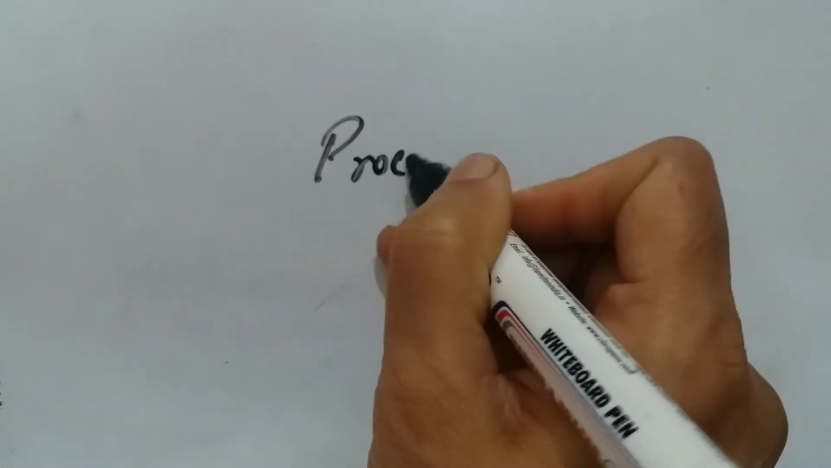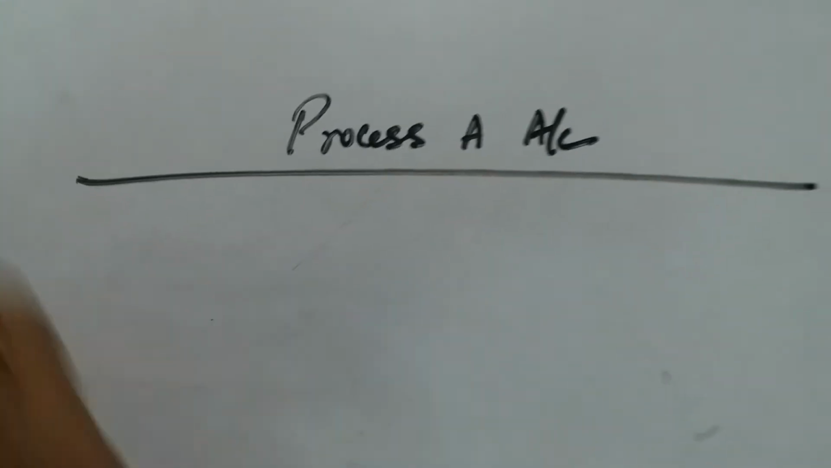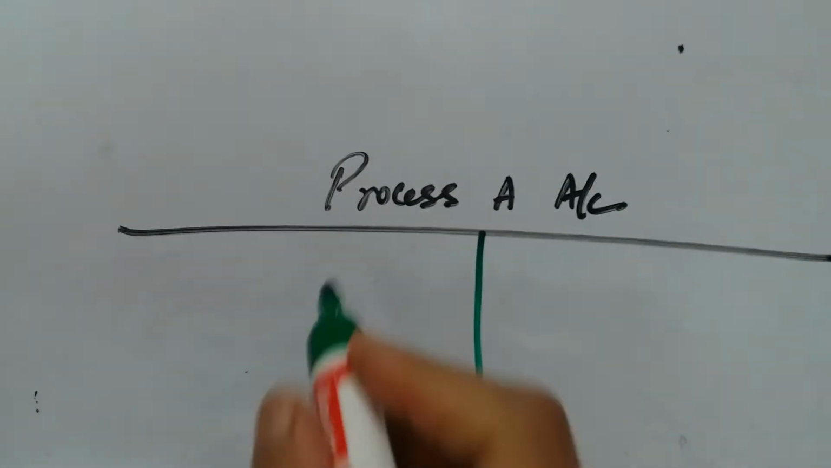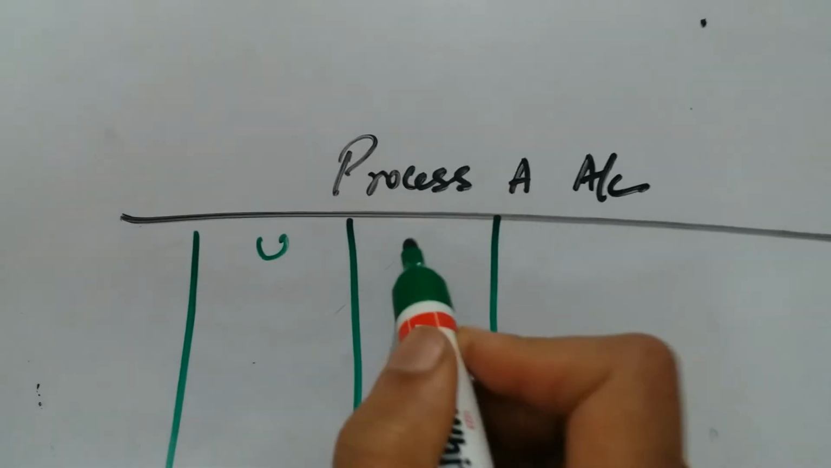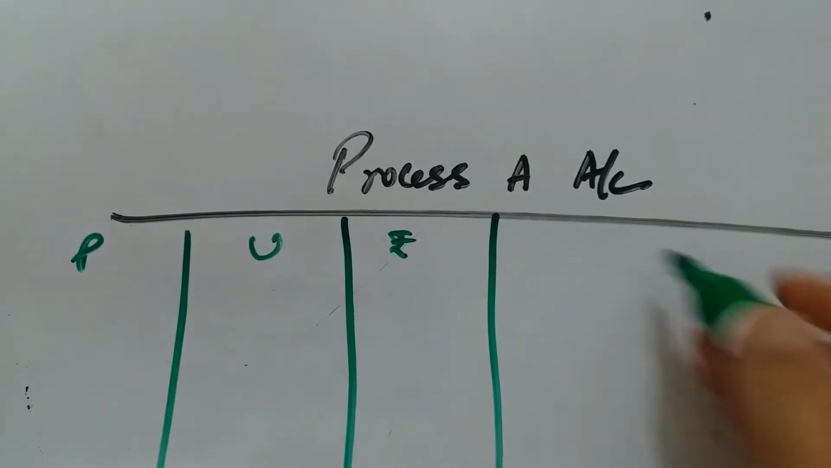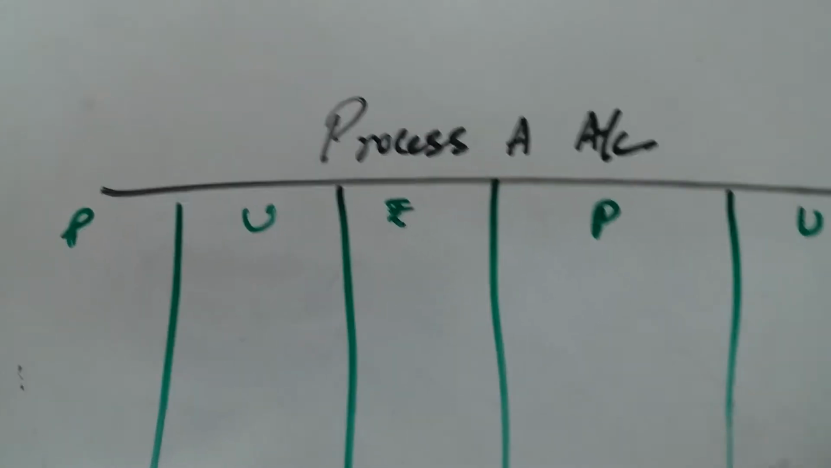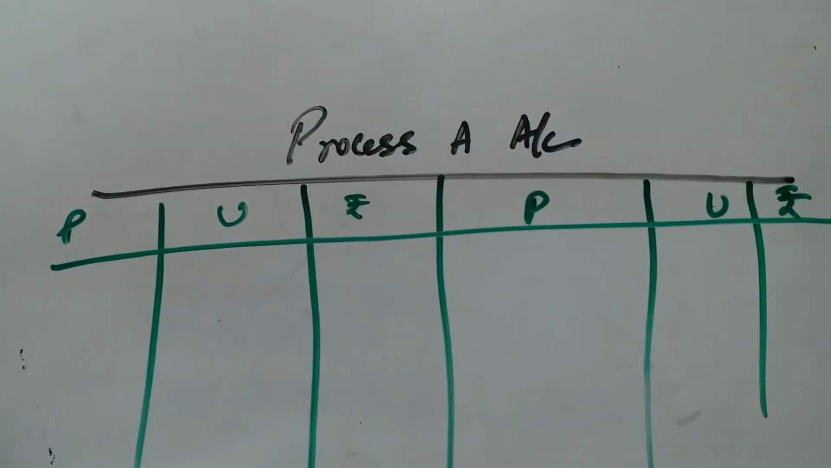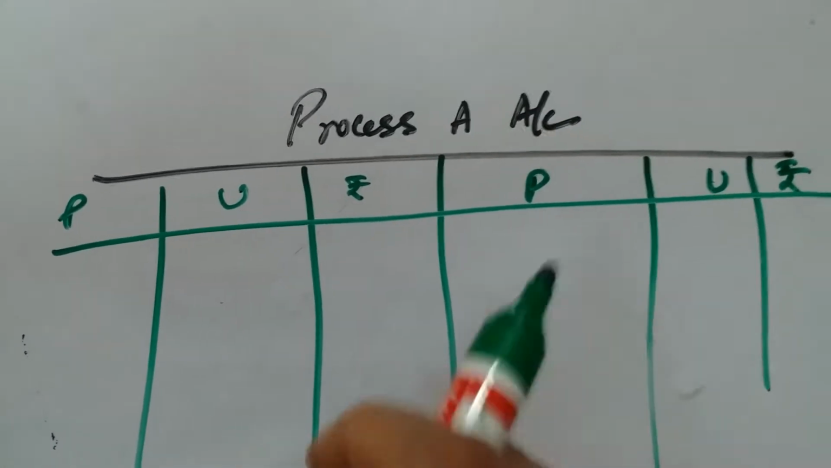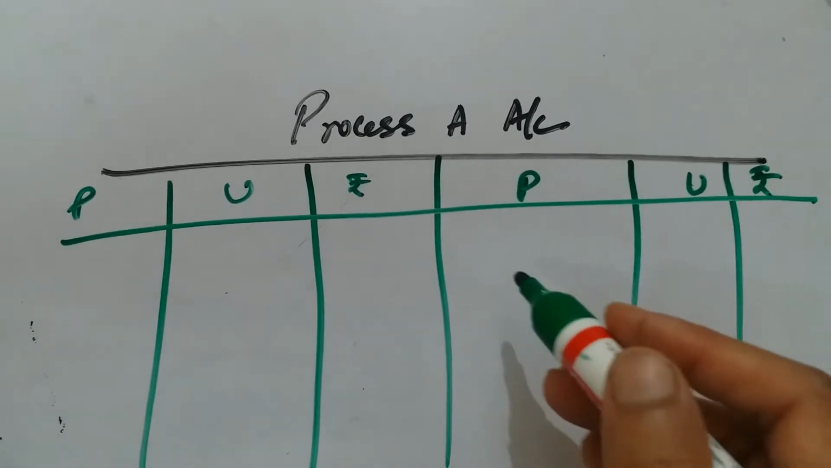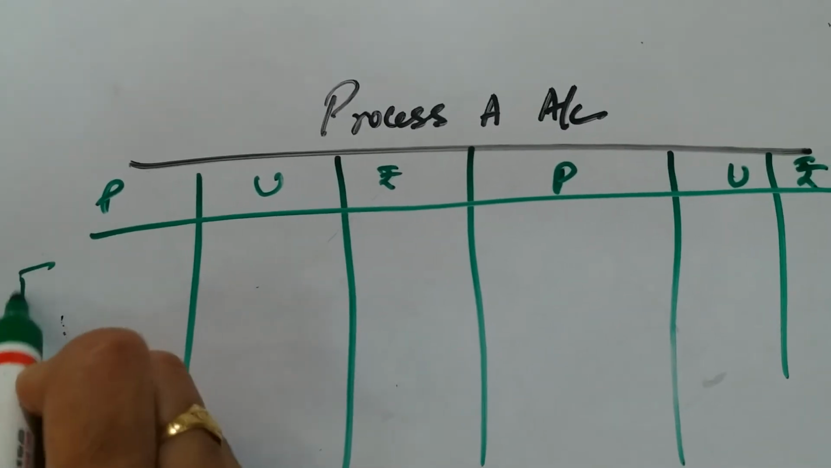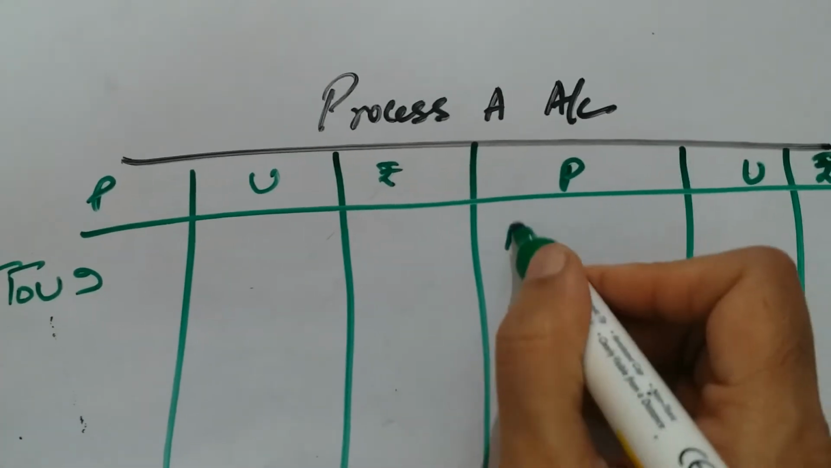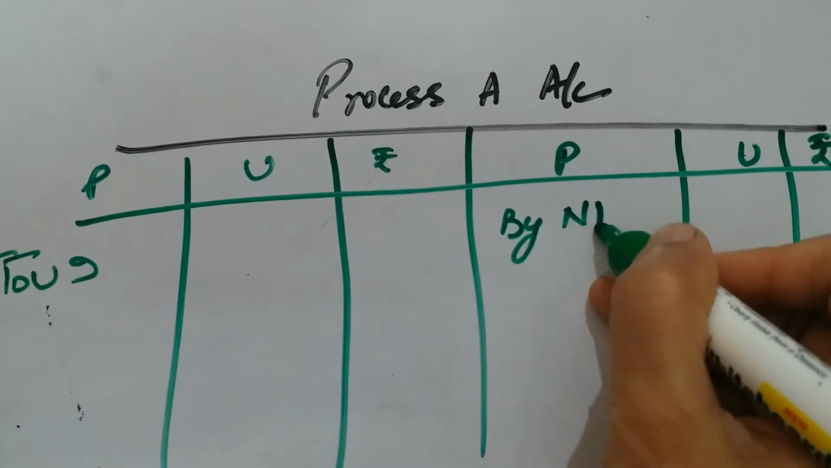So, let's say I am making the Process A account. Over here we have the units column, of course the particulars, units and amount, then again the particulars, units and the amount column. Please write down in full; I am just using the abbreviation, but you please write down in full. Here you remember we used to write units introduced, and here we had our normal loss, the estimate.